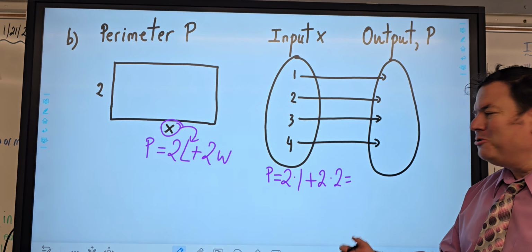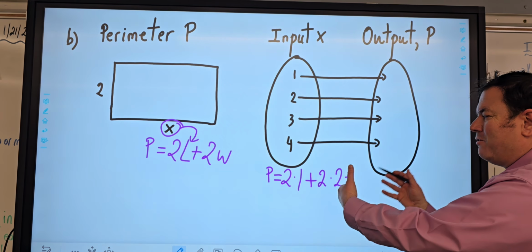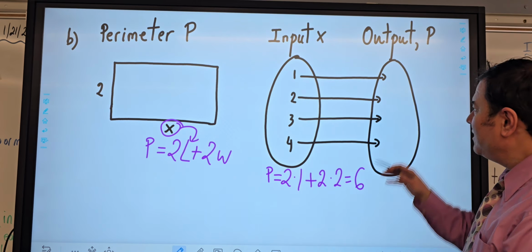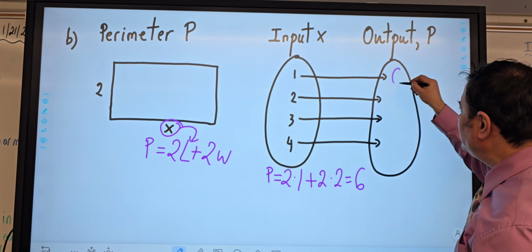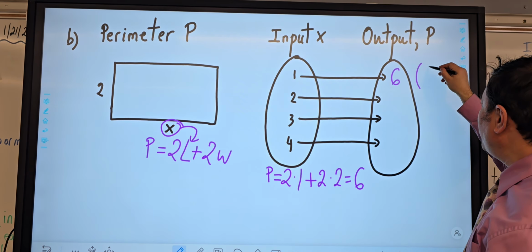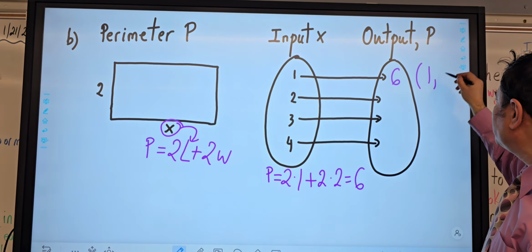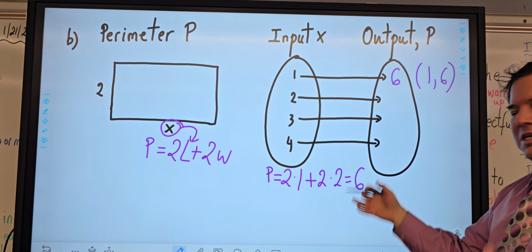And let's see what we get. 2 times 1 is 2. 2 times 2 is 4. 4 plus 2 is 6. So the output in this case is 6. And the ordered pair is 1, 6. And let's continue the pattern.